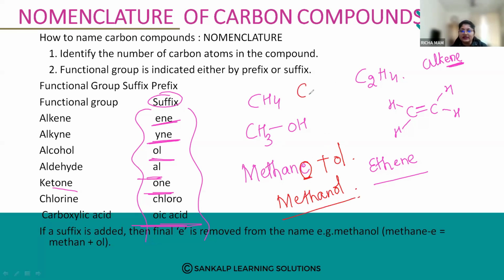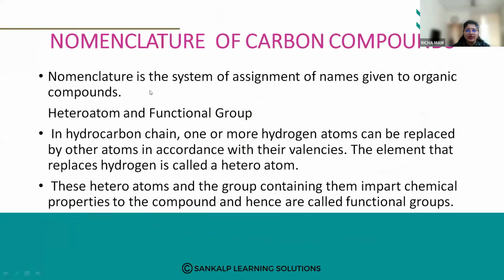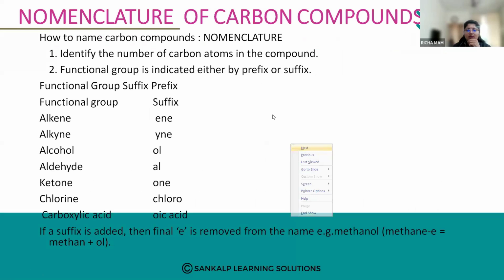Similarly, if you have ethane, C2H6, so it will be CH3CH2. One of the hydrogens is replaced by OH. So the name will be ethane, and E will be replaced by OL. So the name will be ethanol. Like this, you are going to name the carbon compounds. I hope it is clear. So naming is very important when you are naming your carbon compounds.